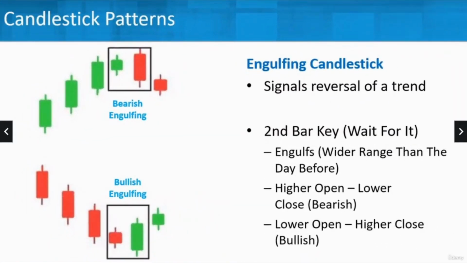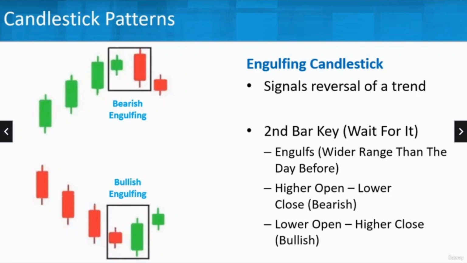Like the Harami, engulfing candlesticks also signal a reversal of a trend. You're looking at trends and seeing if they're going to continue, change or reverse, and that's where engulfing candlesticks work just like Haramis. But if you look at the images on the left, you can see what's highlighted in the square. It's kind of the opposite, right? You don't have that pregnant look. You have something shorter and smaller being engulfed by something that's bigger. That's the key thing. You have to wait for that second bar, in the example in the box here, to occur.